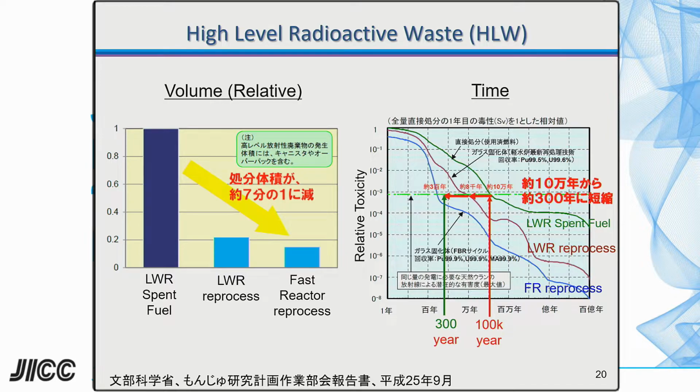Okay, this is, let me see, 100,000 years here. This is only the light water reactor spent fuel. But if we use the fast reactor reprocessing system, it comes to this line, several hundred years. And the light water reactor reprocessing system, it maybe 10,000 years. So this is one very important feature of the fast neutron system.